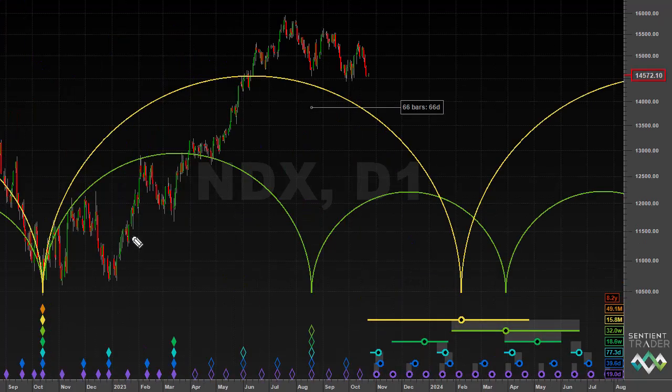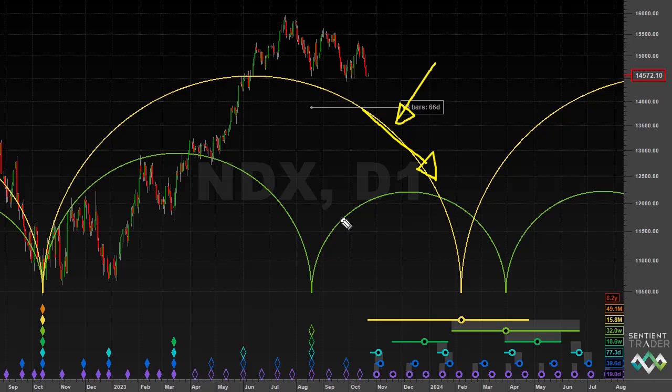Taking a look at the longer-term picture of the NASDAQ, you can see that, of course, our 18-month cycle, this yellow semicircle, which is simply a graphic representation of that 18-month cycle, has turned down. We can use these semicircles a little bit like vectors in our chart. When the line is pointing downwards, that indicates that that cycle is influencing price to move downwards.